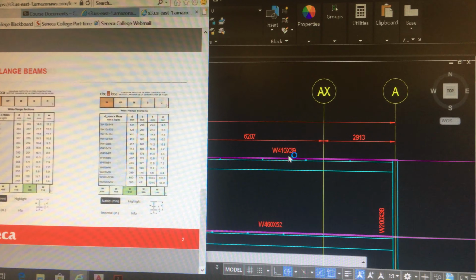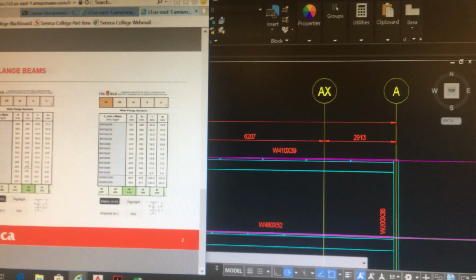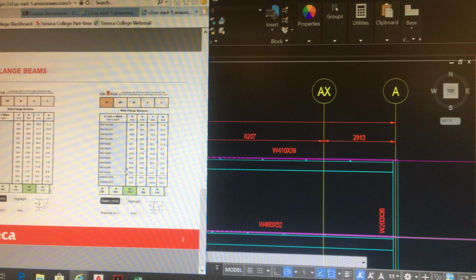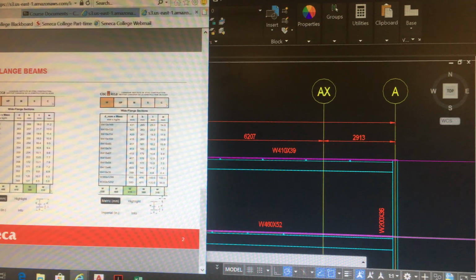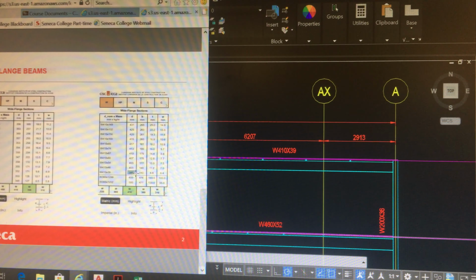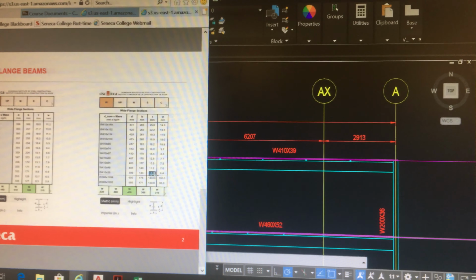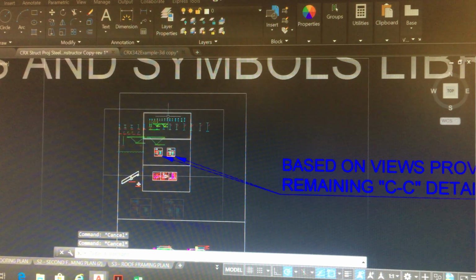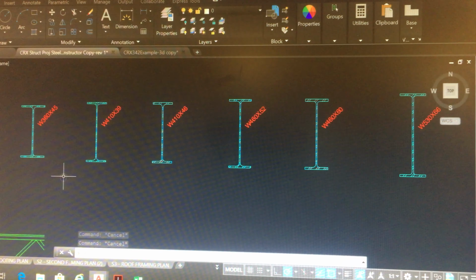So for example, a W410 by 39, where is it? Here, it should have a D, which is the distance from there to there, of 399, and should have a T, which is the offset here of 8.8. So this is what you would draw. If you don't want to look into this table, I provided some beams here to you.